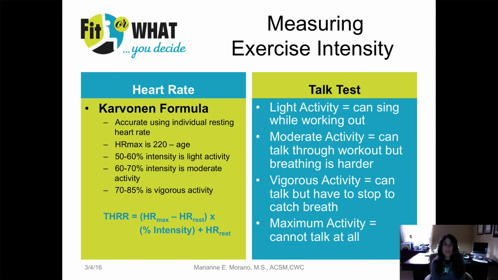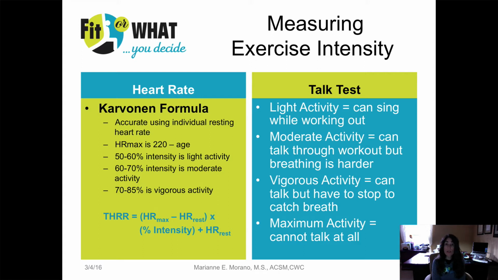Then you have to figure out the intensity. So when you're figuring out intensity, you have to determine, do you want a light workout, a moderate activity, or do you want vigorous activity? If you want a light workout, maybe you're a beginner, you'd work at 50 to 60% of your capacity. If you want to do a more moderate workout, maybe you're an intermediate level, 60 to 70% is a good guideline, and 70 to 85% is for more vigorous.